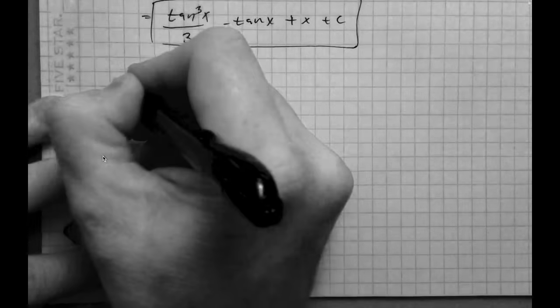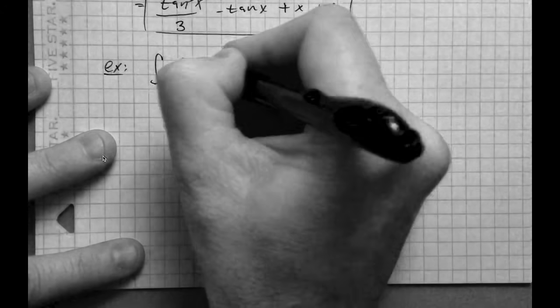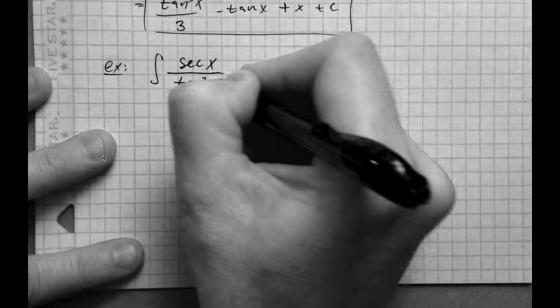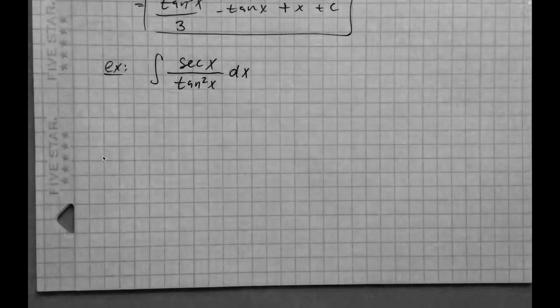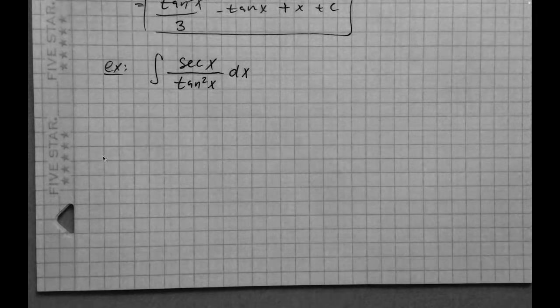So let's do an example there. Let's see something like the integral of secant x over tan squared x. Notice here that the exponent on secant is odd. It's the first power, right? And for secant, we're really looking for an even exponent. It doesn't really work if secant is odd.